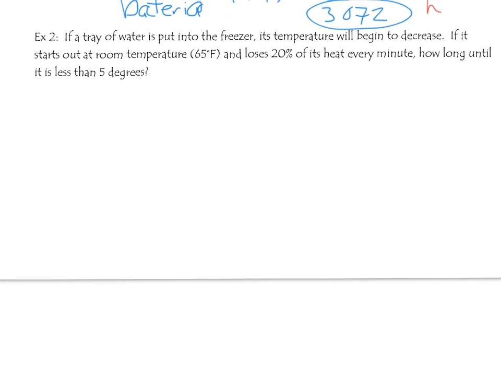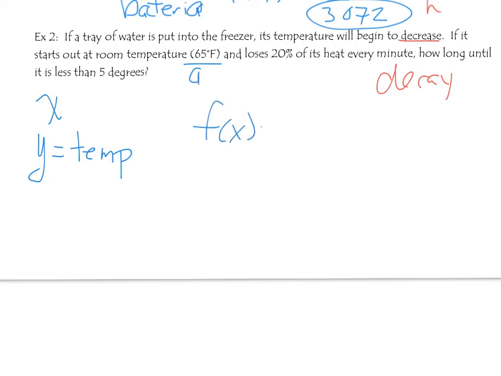So if a tray of water is put into the freezer, its temperature will begin to decrease. That's what lets you know that this one is decay. And we're talking about temperature going down, so I know that my end result is going to be a temperature. And if we start off with 65 degrees, there's your a value. So we've got 65 degrees and it loses 20%.